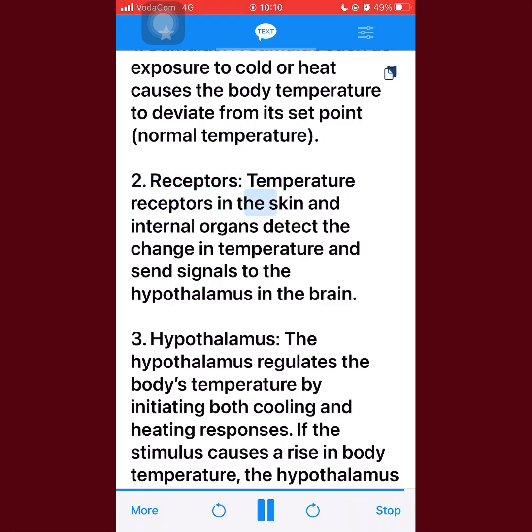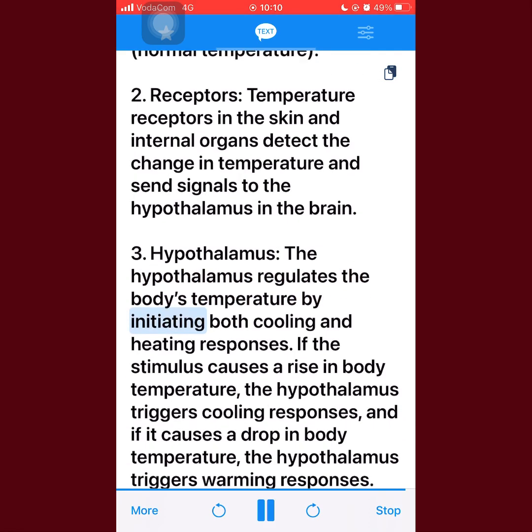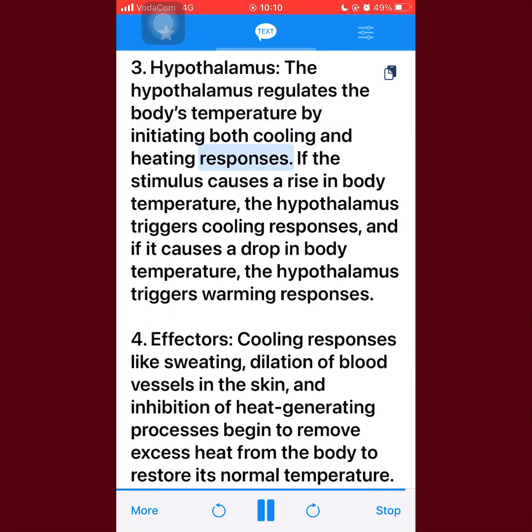Temperature receptors in the skin and internal organs detect the change in temperature and send signals to the hypothalamus in the brain. 3. Hypothalamus. The hypothalamus regulates the body's temperature by initiating both cooling and heating responses. If the stimulus causes a rise in body temperature, the hypothalamus triggers cooling responses, and if it causes a drop in body temperature, the hypothalamus triggers warming responses.